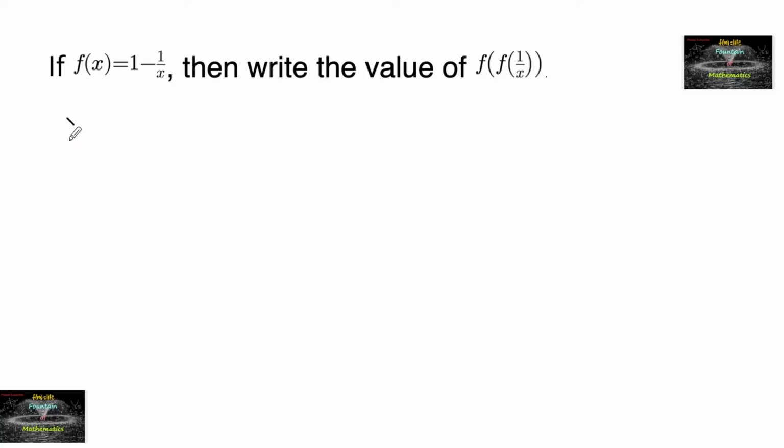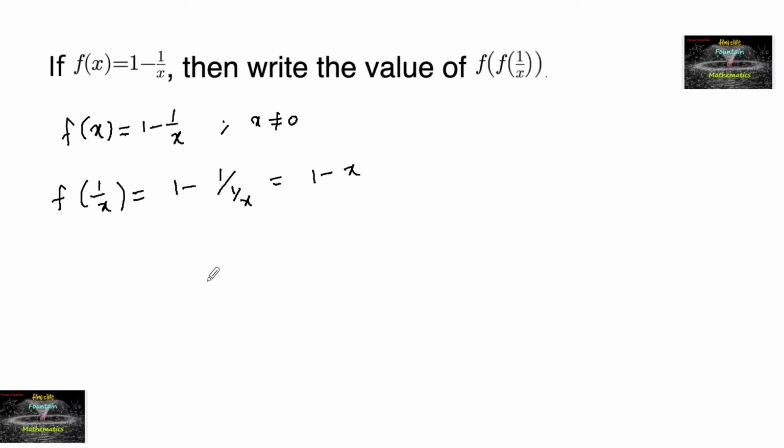If f of x is equal to 1 minus 1 upon x, so let's consider x not equal to 0, then write the value of f of 1 upon x. So f of 1 upon x is equal to, for x not equal to 0, 1 minus 1 upon 1 upon x, that equals 1 minus x.